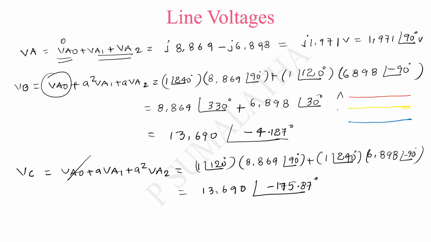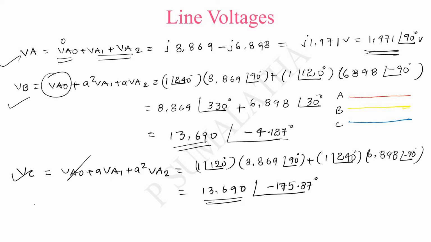Now let me explain the concept. Let us consider this as phase A, phase B and phase C. Now a fault has occurred between one of these phases and the ground. How do we identify between which phase and the ground the fault has occurred? In case of shunt faults, the voltage will decrease and the current of that phase will rise. If you look at the voltages of these phases, VA value is 1971 volts, VB value is 13,690 and VC value is 13,690.